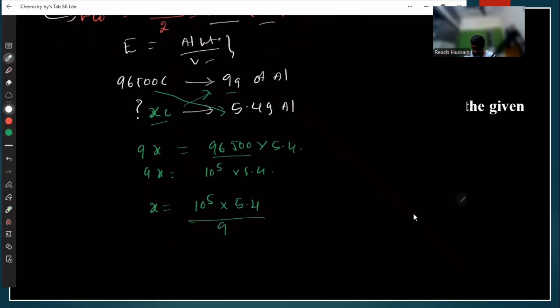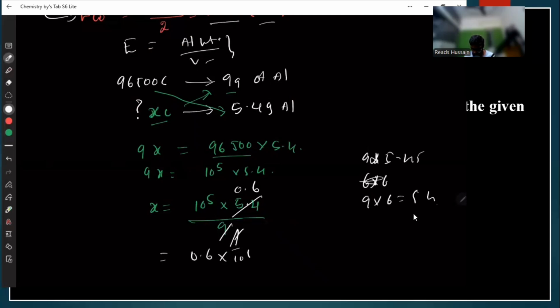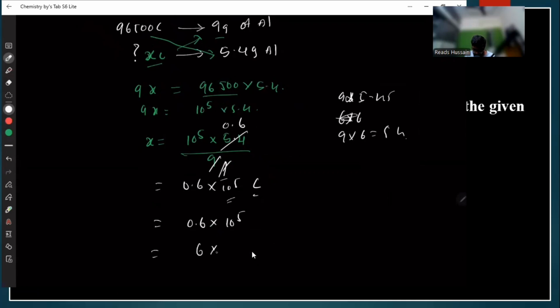So you must know the 9 table. 9 ones are 9, and 5.4 looks like 54 now. In which table will you get 54? In 9. 9 fives are 45, 9 sixes are 54. So it is 5.4 by 9, that is 0.6. That is equal to 0.6 into 10 raised to 5, that is 6 into 10 raised to 4, that is 6. So what's the answer?